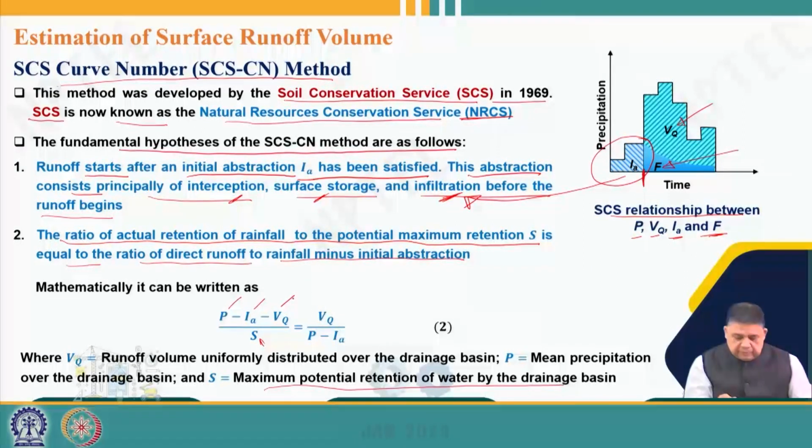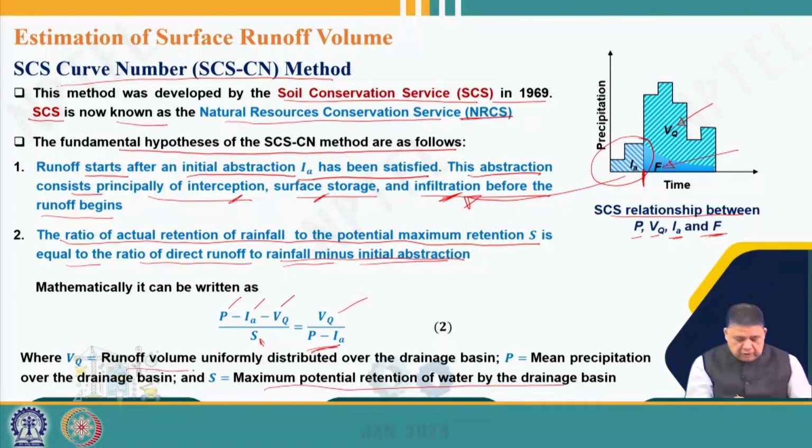So, the actual retention, that is actual infiltration, and the maximum potential retention, the ratio is represented on the left side, and that is equal to the ratio of direct runoff, that is VQ, which we are seeing here, divided by rainfall minus initial abstraction. Rainfall minus initial abstraction will of course represent this VQ and F, and VQ divided by this will be the same as on the left hand side.